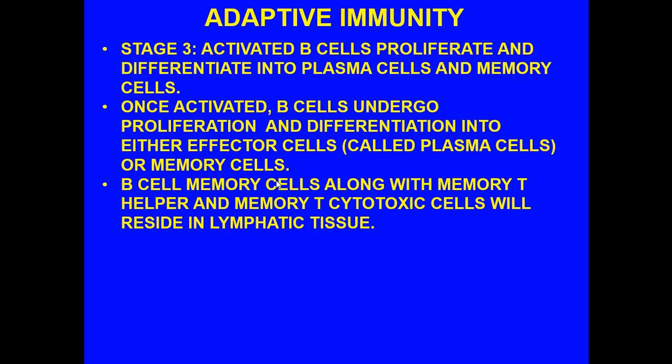Now, once activated, the B cells undergo proliferation and differentiation into, as I said, the effector cells. These are referred to as plasma cells or memory cells. Now, the memory cells, along with memory T helper and memory T cytotoxic cells, will reside in lymphatic tissues. I've already said that basically. You're always going to have in your lymphatic tissues some memory cells, some from B cells, some from T helper cells, and some from T cytotoxic cells.